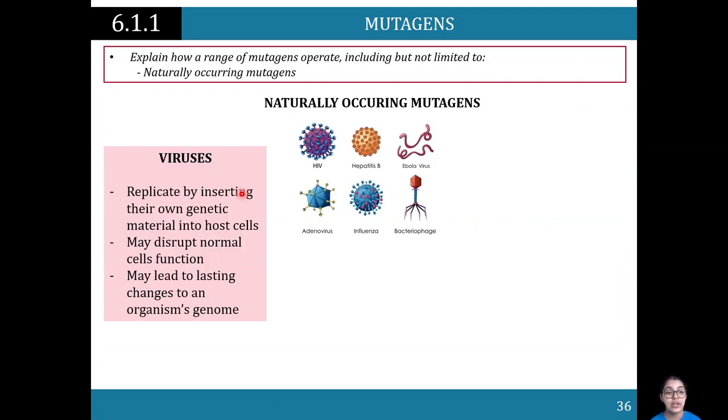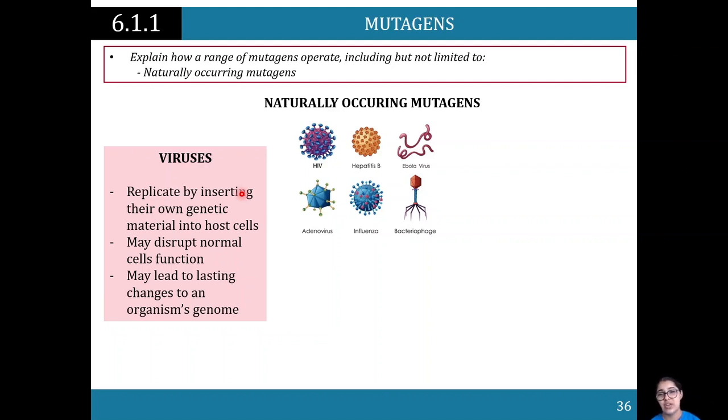Last one, naturally occurring mutagens. Naturally occurring mutagens include viruses. These are things that are out there in nature that can lead to mutations. What viruses do is replicate by inserting their own genetic material into the host cell, and they disrupt the normal cell function. By doing that, that can lead to lasting changes to an organism's genome.